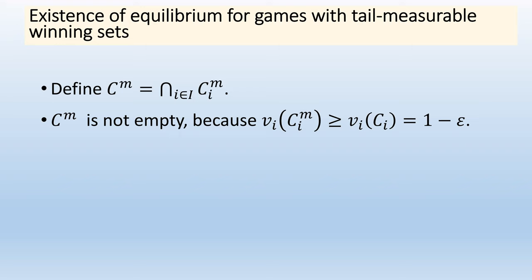CI is closed. There are only two tail measurable closed sets: the empty set and everything. So everything that is not the empty set or everything cannot have an inside approximation that is tail. Thank you for the example, because now it makes a lot of sense.